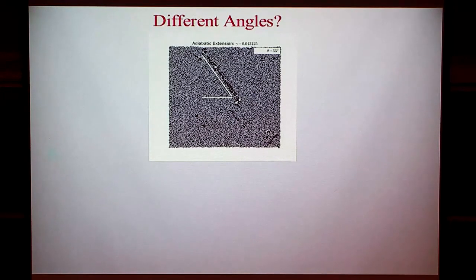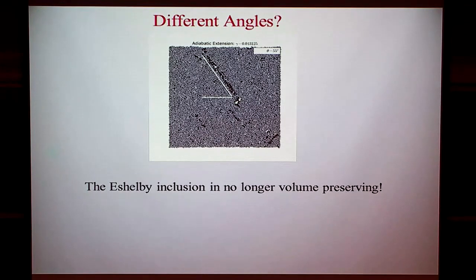So let's call this zeta 1, and let's call this zeta 2, which is the rate of coming in and the rate of coming out. For a simple shear, zeta 1 equals minus zeta 2 exactly. It's area preserving. However, clearly, when you compress or when you extend, this is no longer true. You can go more far than come inside. And then the Eshelby inclusion is no longer volume preserving.